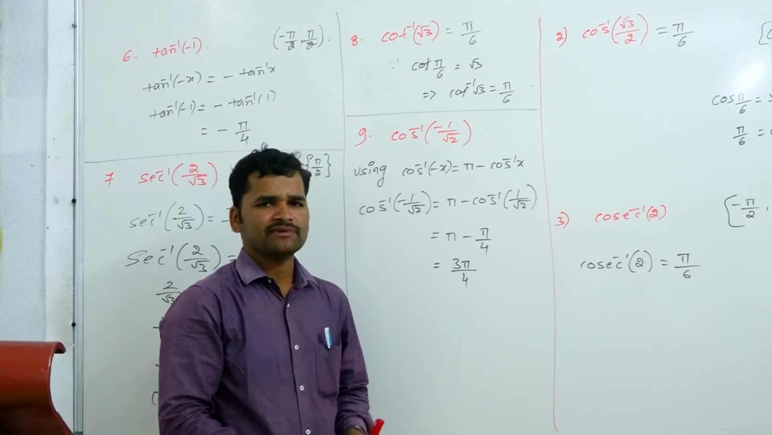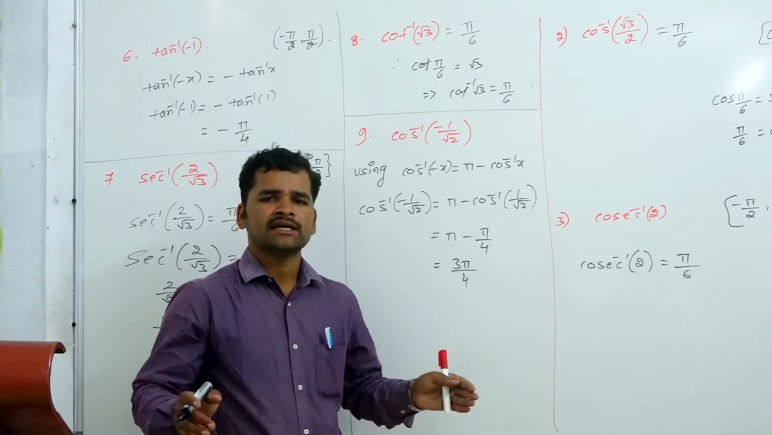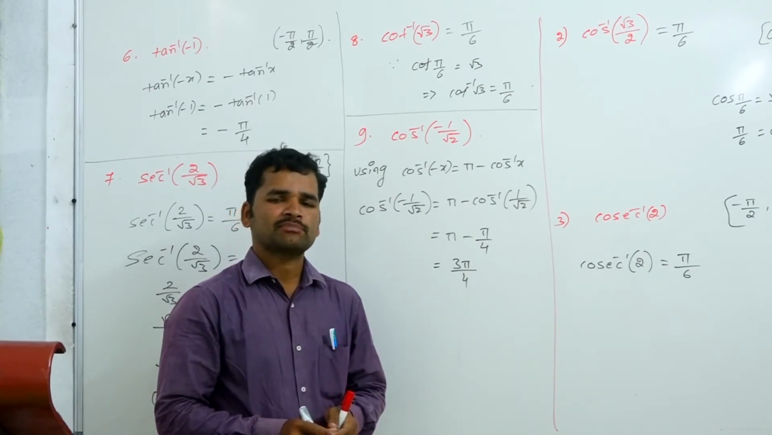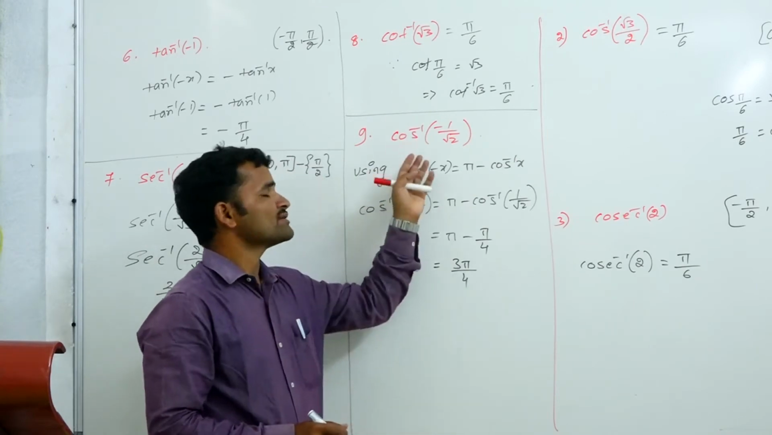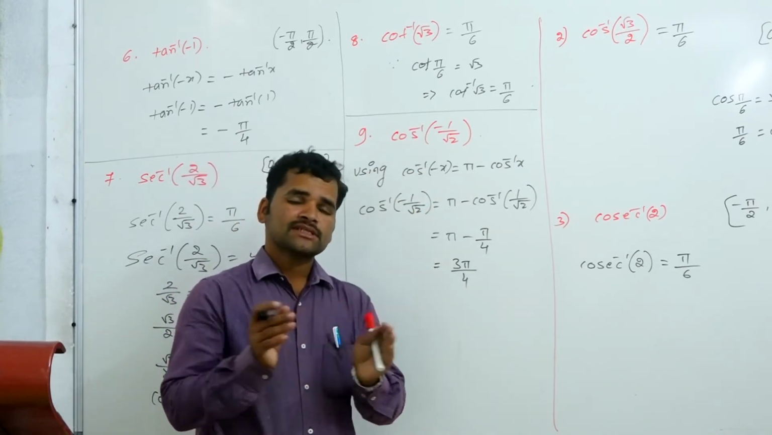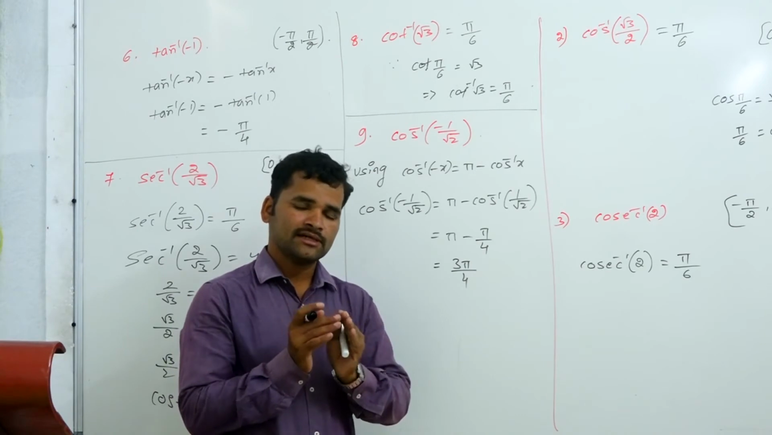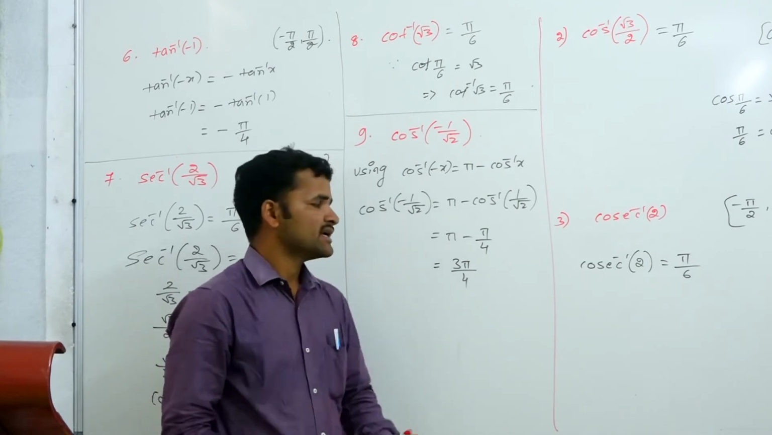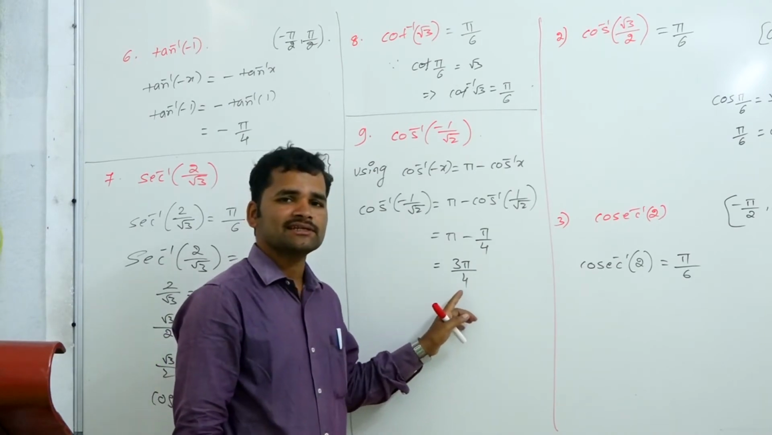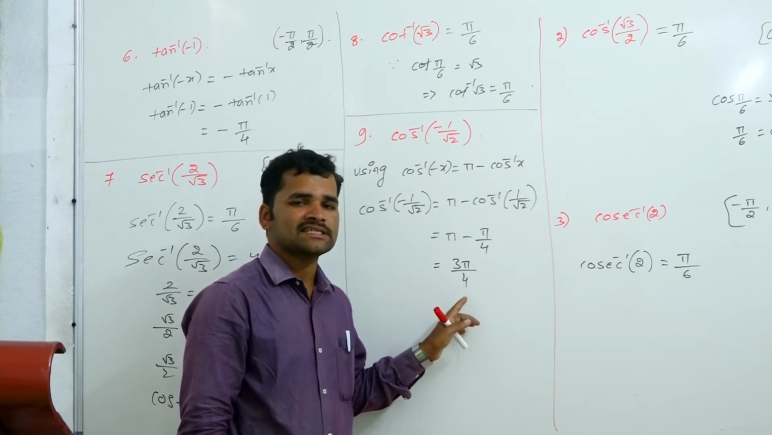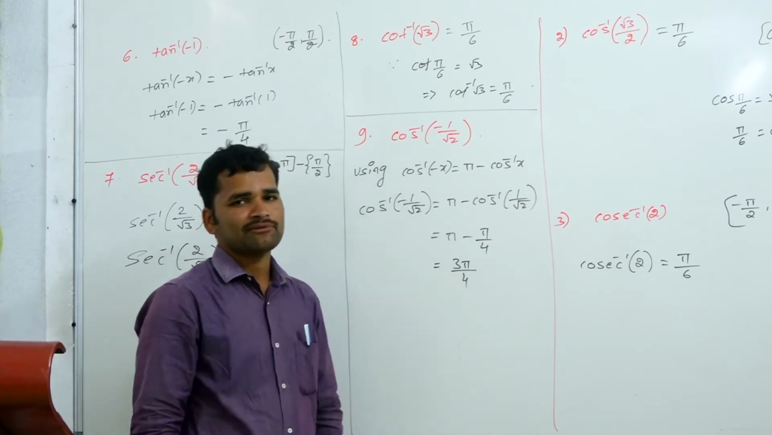3 pi by 4, we will check is it lying inside the principal value branch or not. Principal value branch for cos inverse is a closed interval 0 to pi, 0 to 180 degree. 3 pi by 4 in the sense of 3 into 45 degree, 135. Yes, it is lying inside the principal value branch.